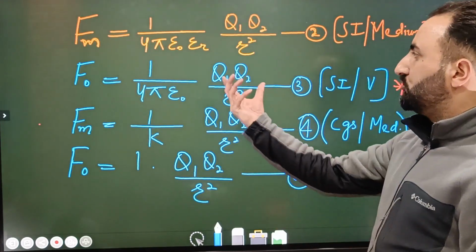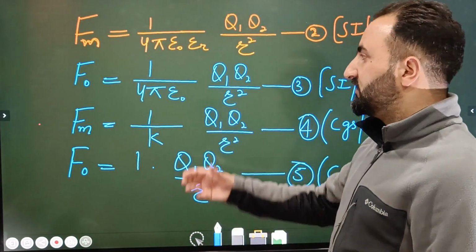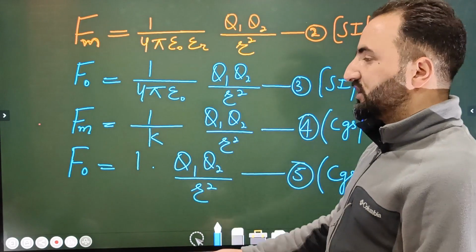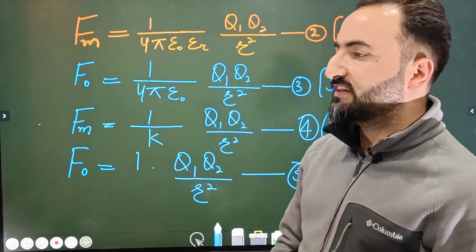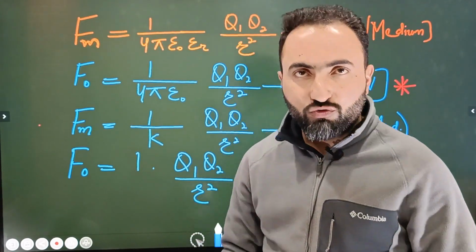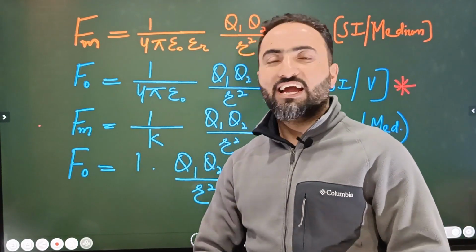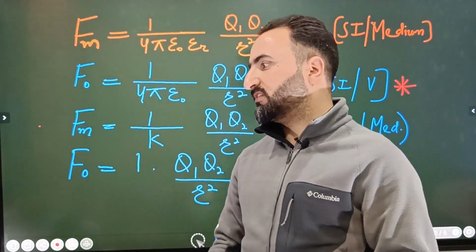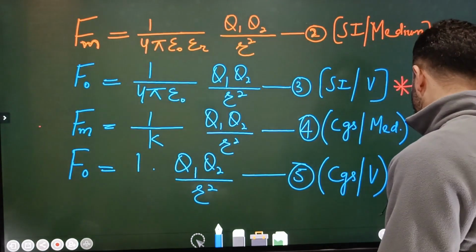Then I told you, beta, that equation number 2 is the most important equation among all these equations. Why? The reason is that when we solve problems, we will assume that the system of units is SI, and number 2, that vacuum is separating the 2 point charges. All right?